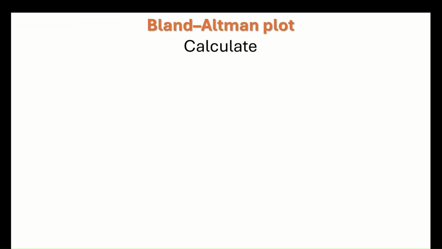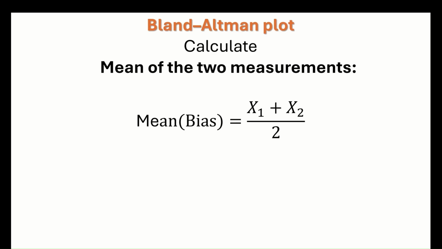So how do we plot the graph? First of all, we need to calculate the systematic bias or the mean difference. So the mean of the two measurements can be calculated by adding the score from the first measurement and the score from the second measurement and dividing that by 2. And this has to be repeated for each paired scores or readings.